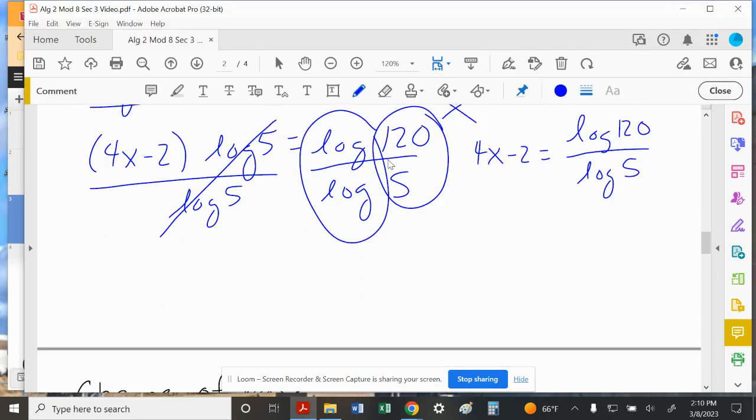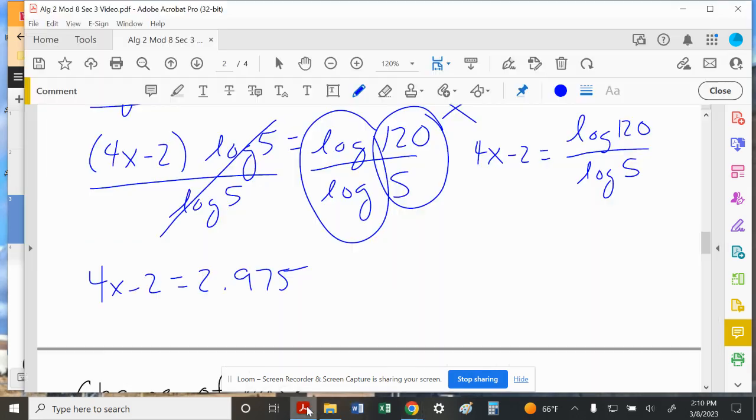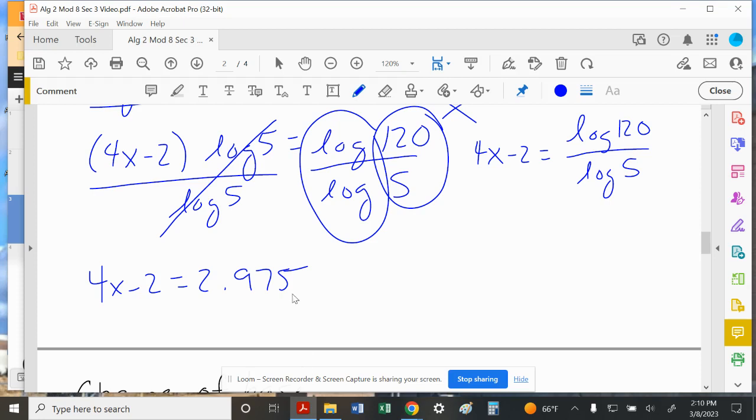So then I have in this problem 4x minus 2 equals 2.975. I can't remember. 2.975. And so I have the 975 there, which is correct. Perfect. Just want to check it again. I'm surprised I got it on the first round. And so that's what we have in that particular case.